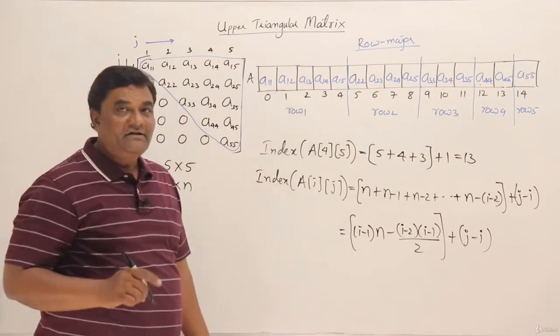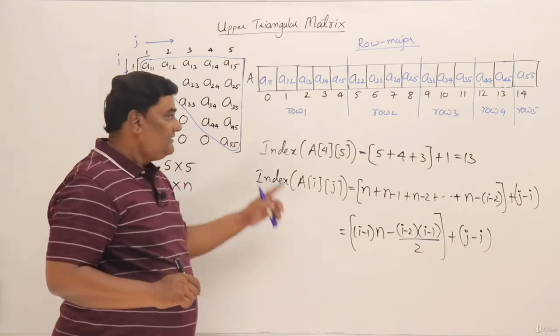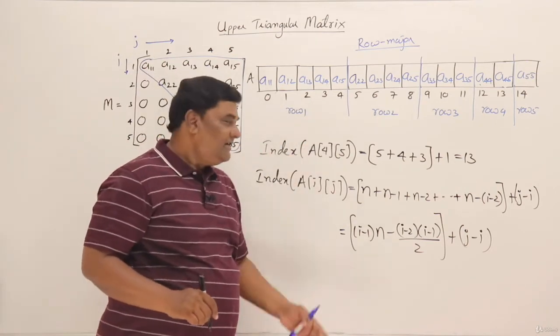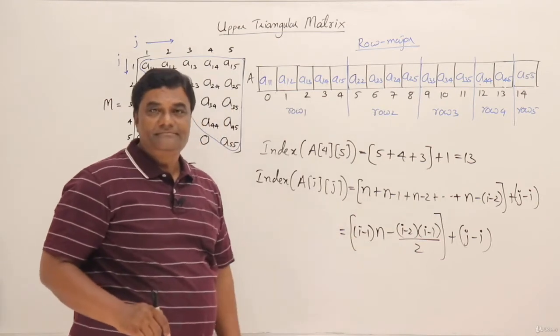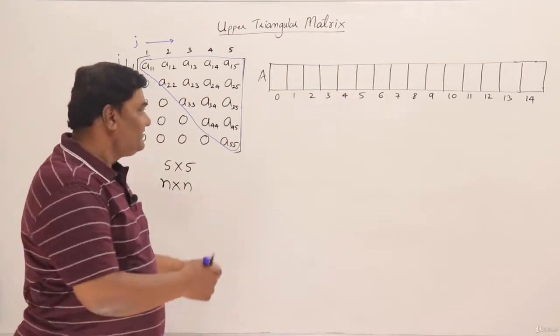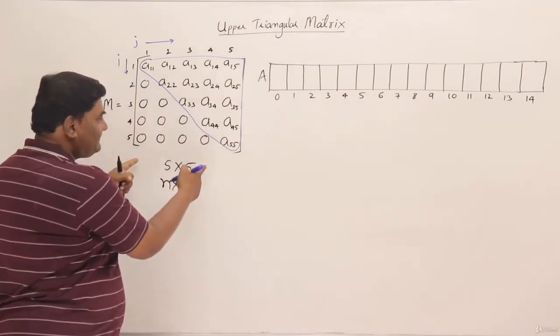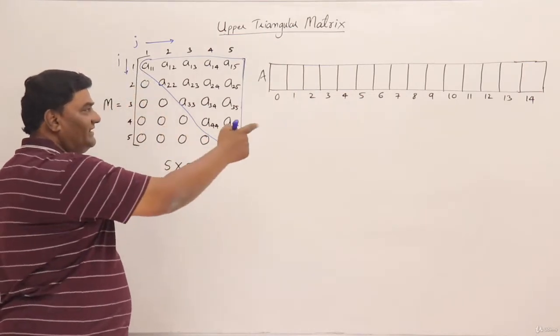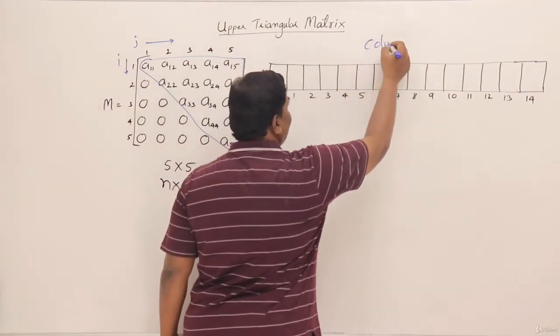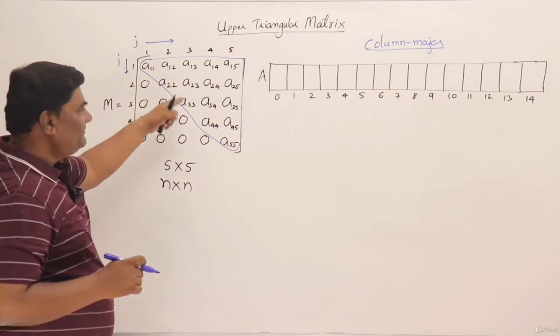Now let us look at the column major mapping of this one. We'll store the elements column by column in a single dimension array. Then we come up with some formula. Now let us look at column major mapping, storing an upper triangular matrix that is two-dimensional in a single dimension array column by column. So column by column I will be filling the elements.